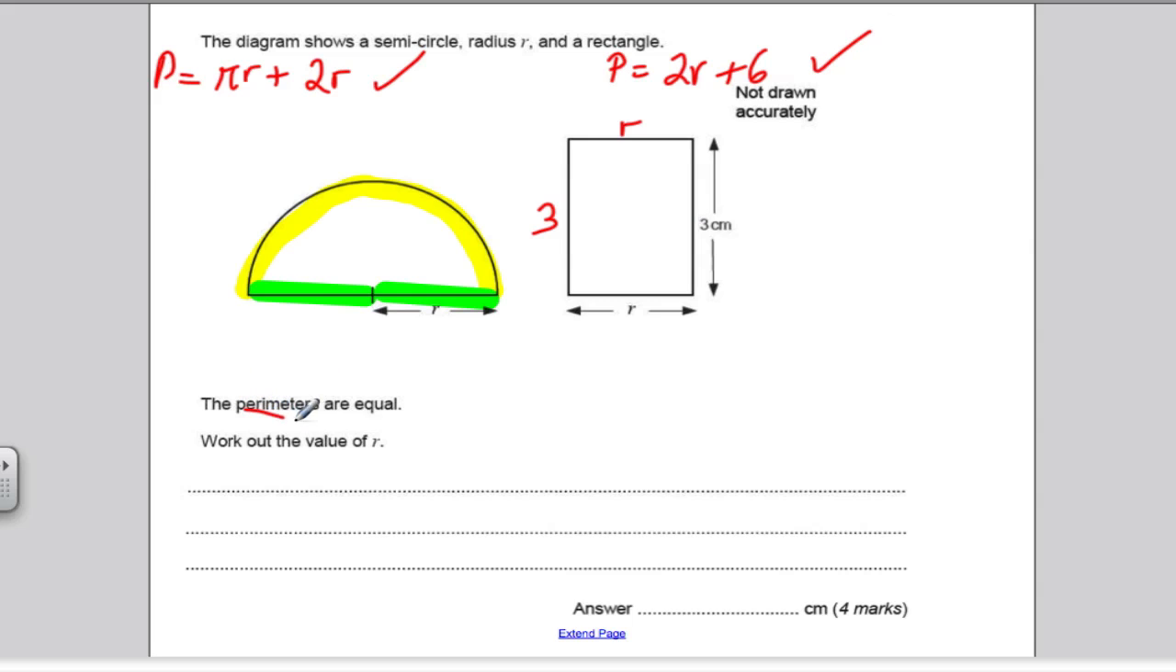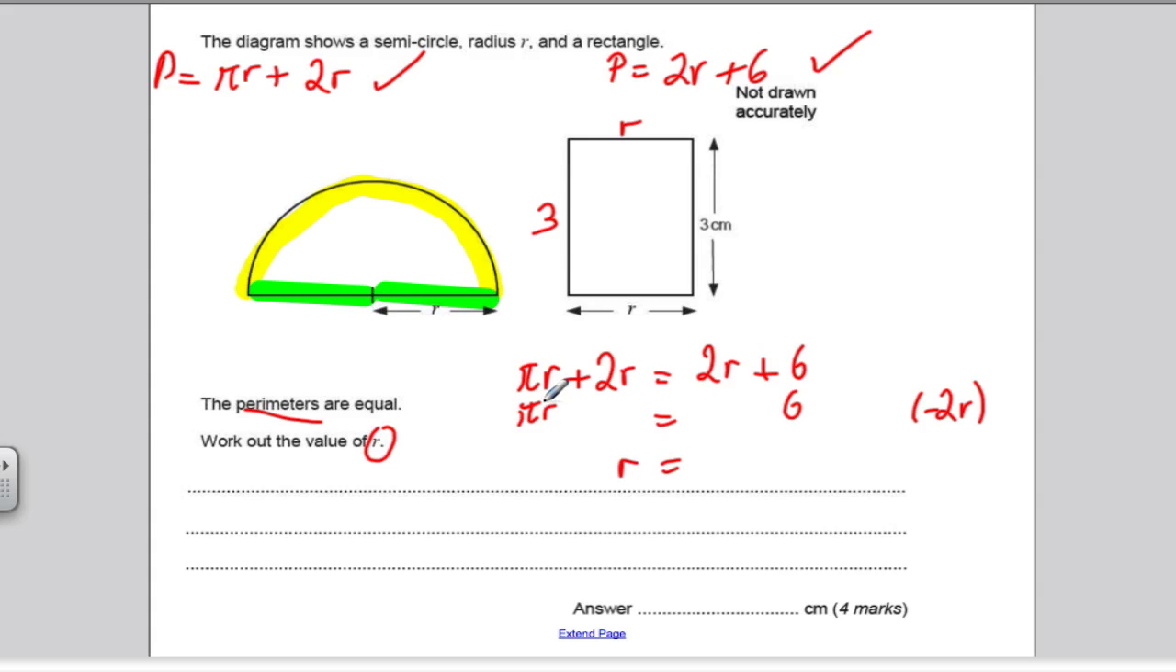We are told their perimeters are equal, so pi r plus 2r must be equal to 2r plus 6. Simple as that, right? Then we have to solve this equation to find r. Well, we've got 2r on both sides. If I subtract 2r off both sides, I would get pi r. 2r subtract 2r goes. 2r subtract 2r goes. I would get pi r is 6.